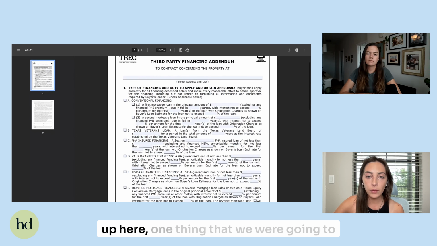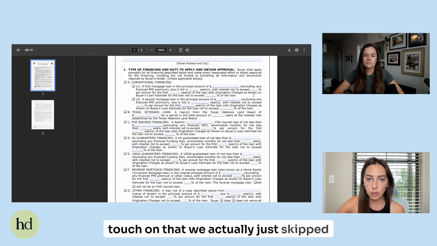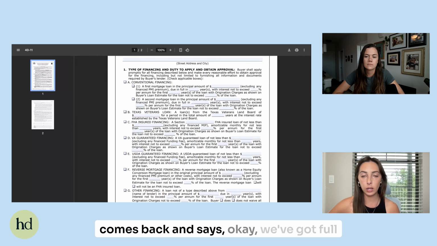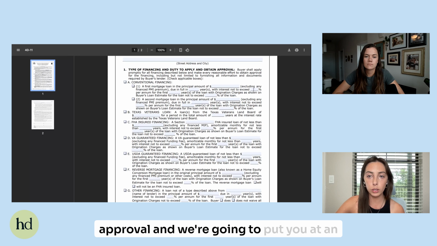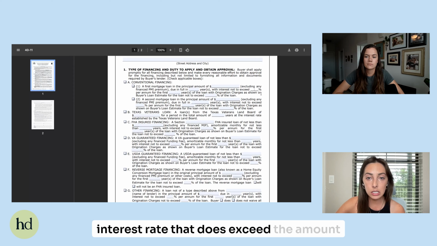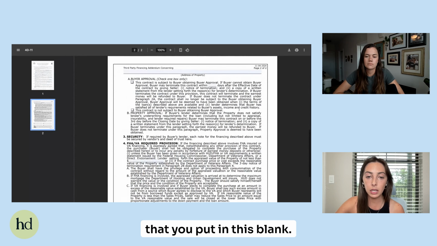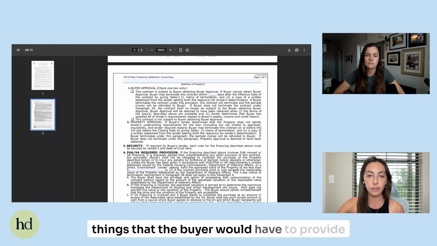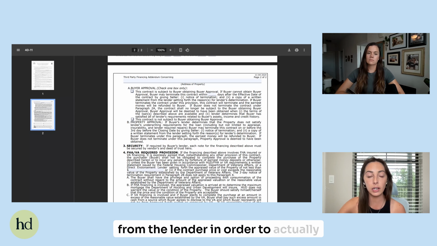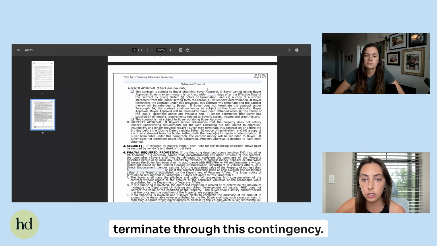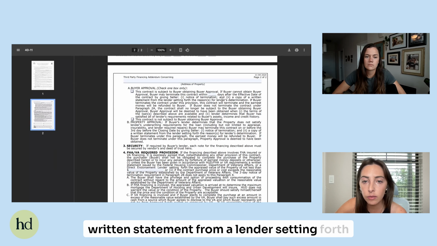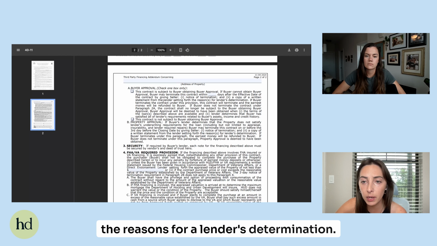So up here, one thing that we were going to touch on that we actually just skipped through is if for any reason the lender comes back and says, okay, we've got full approval and we're going to put you at an interest rate that does exceed the amount that you put in this blank, the buyer is able to terminate. But here are the things that the buyer would have to provide from the lender in order to actually terminate through this contingency: a notice of termination and a copy of a written statement from a lender setting forth the reasons for lender's determination.